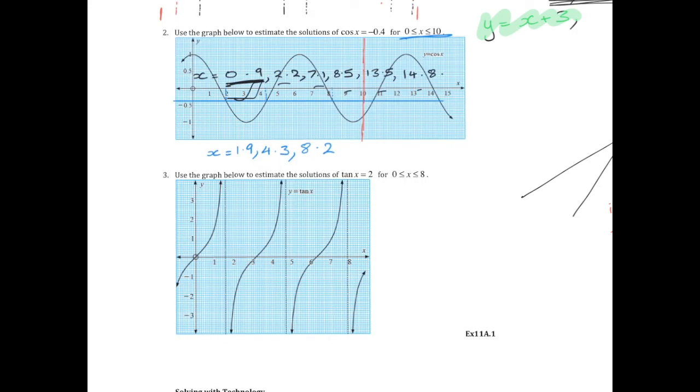Excellent. Now, use the graph below to estimate the solutions of tan x equals 2. Y equals tan x is already graphed, so I need to graph y equals 2, and I only care for 0 to 8. I think it's about there, but you do yours, and let's see how ours compares. Okay, I'm going to estimate the following. If you're a bit off, but I can see on your graph your strategy, how you did it, that's going to make me give you more marks than if I couldn't see it.